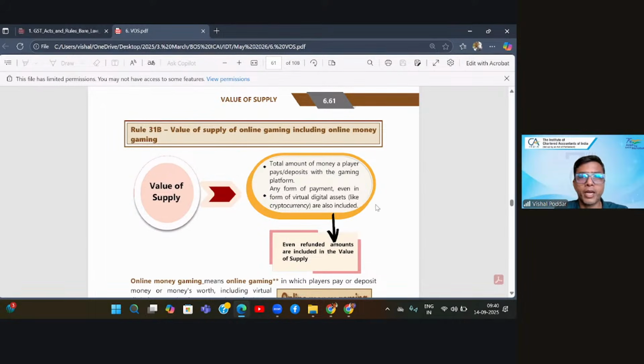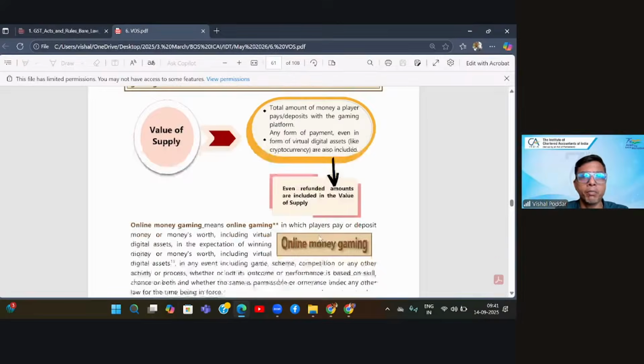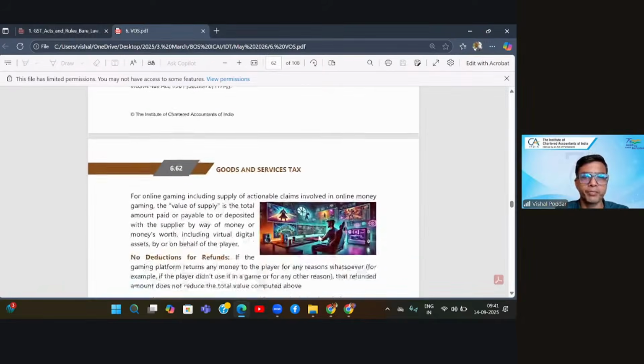What is even further clarified: let us say you withdraw some amount from that, either because of winning, or because you don't want to play and you withdraw some amount from your wallet. There will be no reduction, because the tax is charged to you at the start itself. When is the start? When you had deposited the money. After that, whether or not you utilize the money, whether you are withdrawing the money, in all these cases, the tax will remain the same. There will be no refund given to you. This is the most important point relating to valuation for online money gaming. Is this clear?